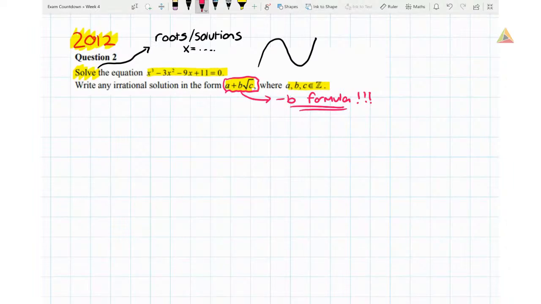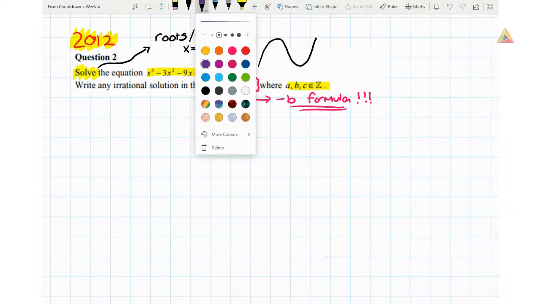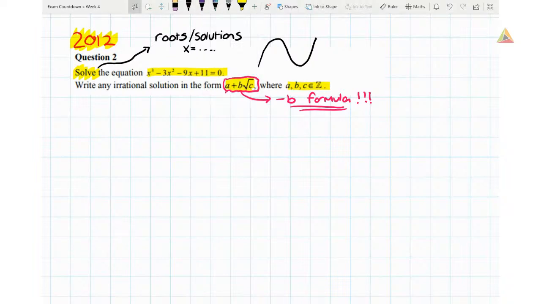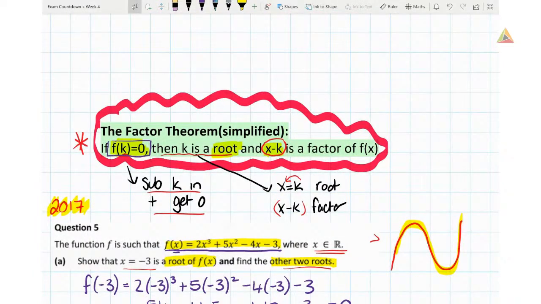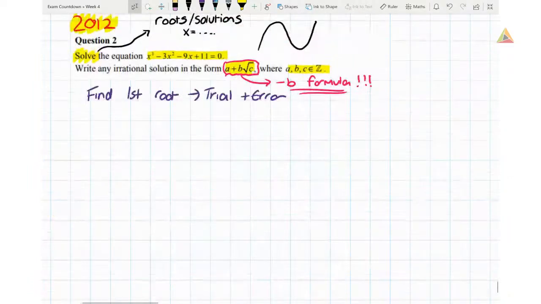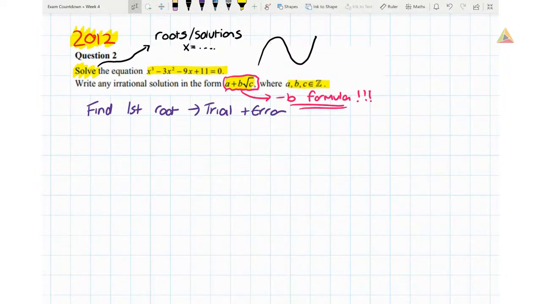A huge difference with this one compared to the last one we've done is this time they're not giving us a starting point. They're not telling us what the root is. So in this case, we need to find our first root by doing a little bit of trial and error. We need to try a couple of numbers, and sub those in for x. Remember what the factor theorem told us: if when we sub in the number, it gives us 0, then it's a root. So when we go back to this question, our job is to first find that first root by trial and error.